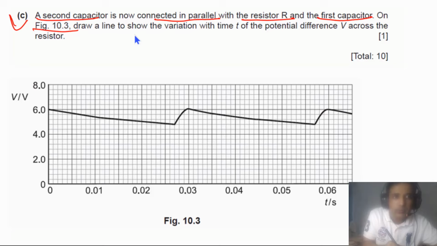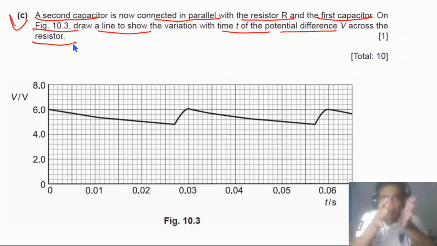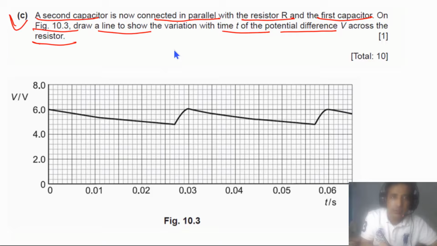On figure 10.3, we need to draw a line to show the variation with time t of the potential difference V across the resistor. In this case, we have connected another capacitor in parallel with the first capacitor. When two capacitors are connected in parallel, capacitance increases. Now we need to understand the effect of increase in capacitance on the time constant. If capacitance increases, the time constant has to increase because R is constant.